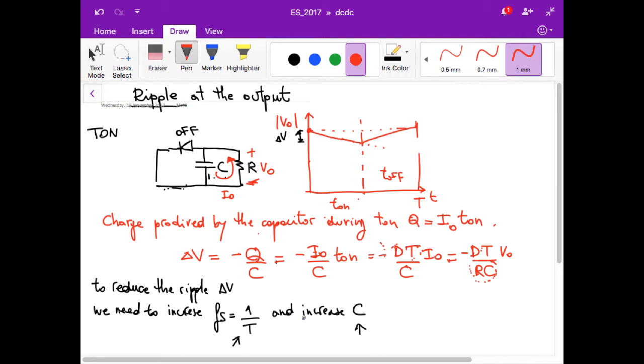So typically, depending on the application, we have a maximum ripple that is allowed, and in order to match the maximum allowed ripple, we need to increase as much as possible the switching frequency and the capacitance of the converter.